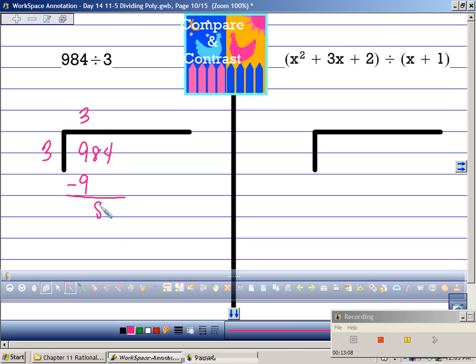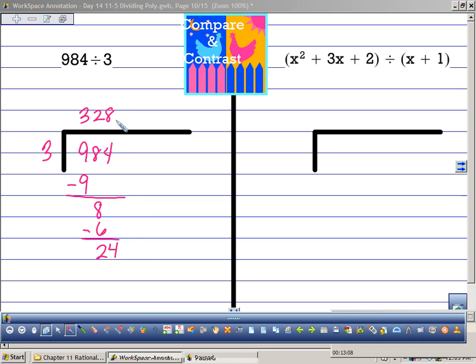Bring down the 8. 3 times what makes 8? 6. Draw the line, change the sign. What do I do now? Bring down the 4. 3 times what makes 24? 8. 8 times 3 is 24. Draw the line, change the sign. 0. We have no remainders.